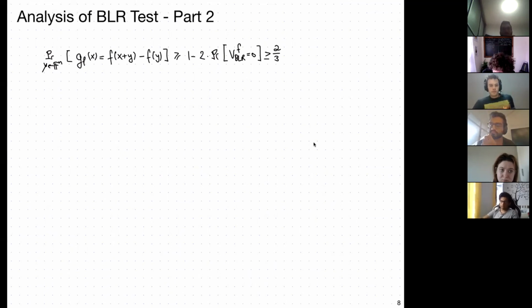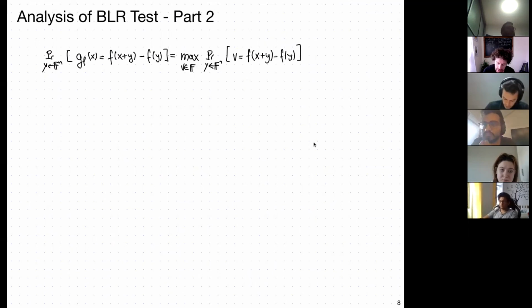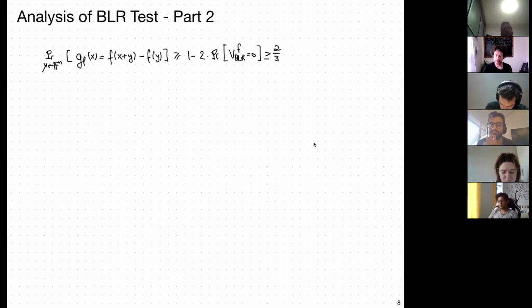And again, maybe I shouldn't have written the 2/3 here. This is only assuming that we have this bound on that projection distance of 1/6. But we want to say that the plurality implies this overwhelming majority. So let's see how we can do that. We want to analyze this expression, and there's a bunch of nice tricks, so let's do them one by one.